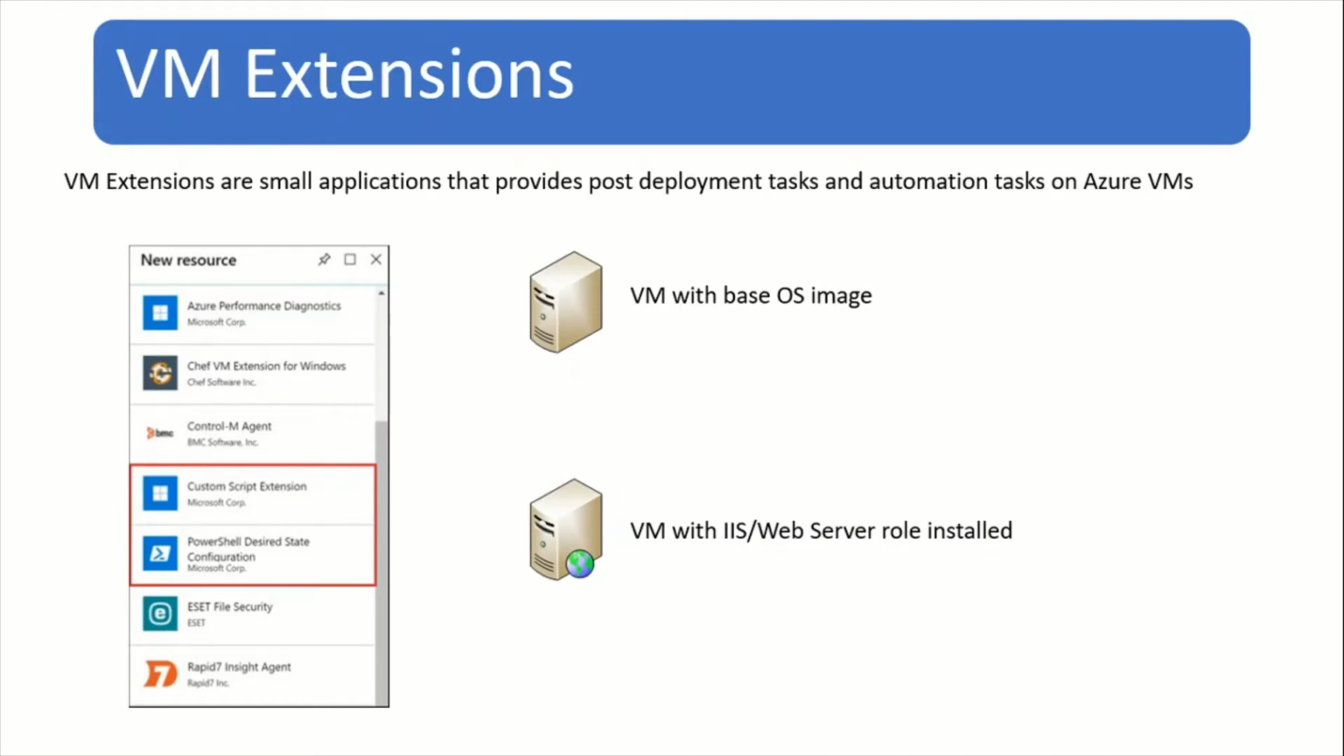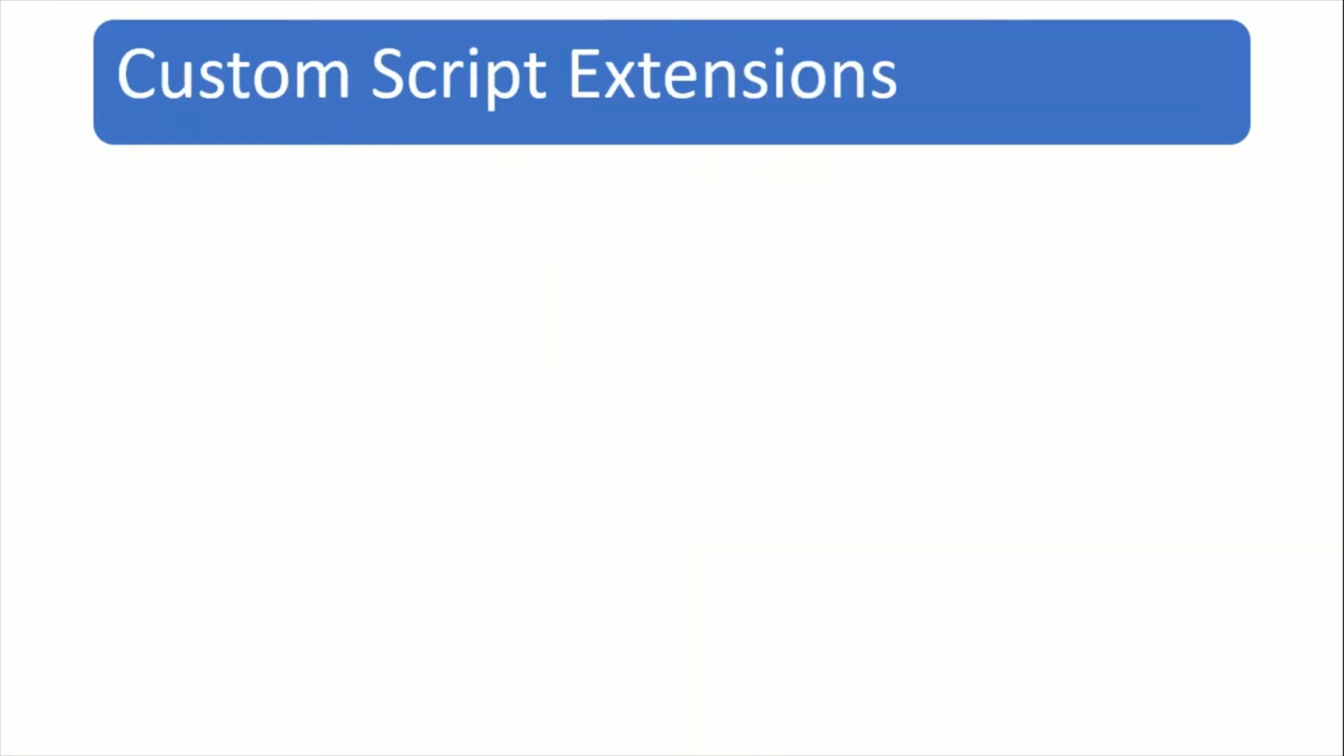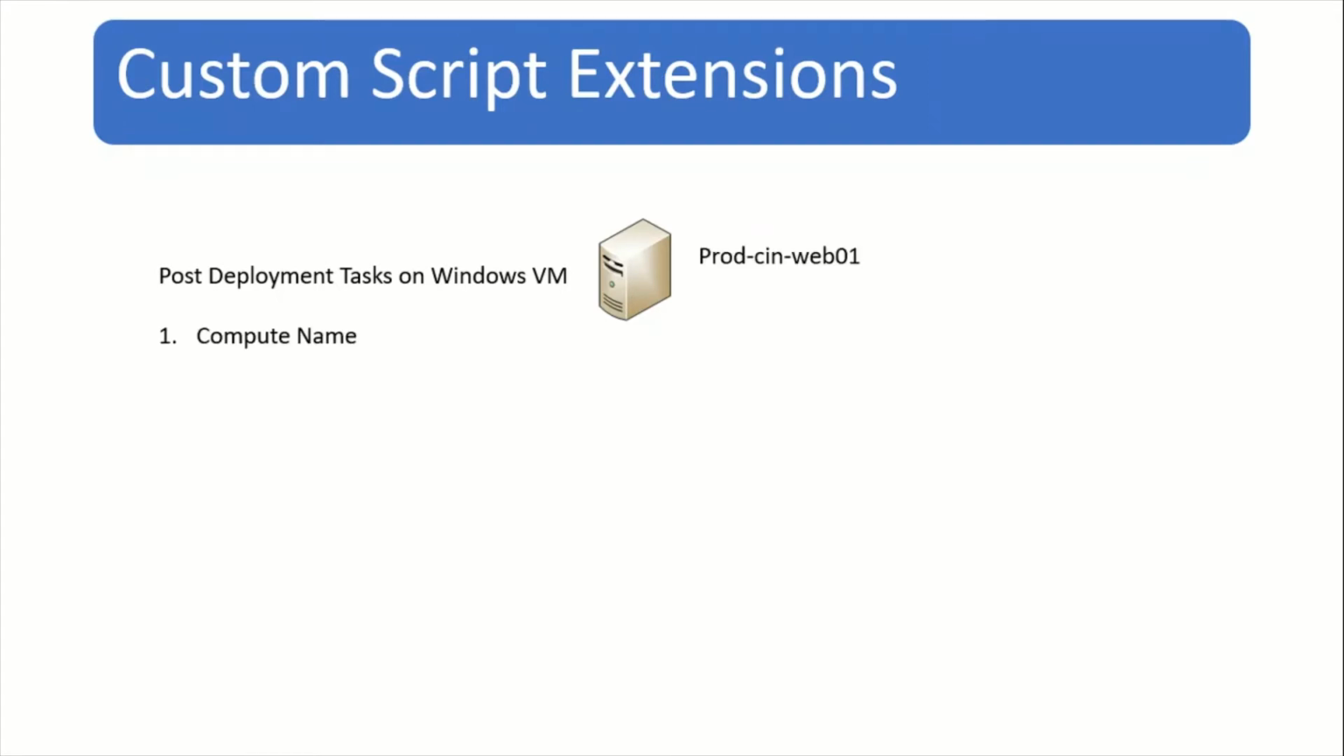In Azure, this can be achieved with the custom script extension. Custom script extensions can be used to perform post-deployment tasks on a Windows VM using PowerShell scripts. You can rename a computer. If you want your VM to be named prod-sin-web01, you can do that using a PowerShell command with custom script extensions.